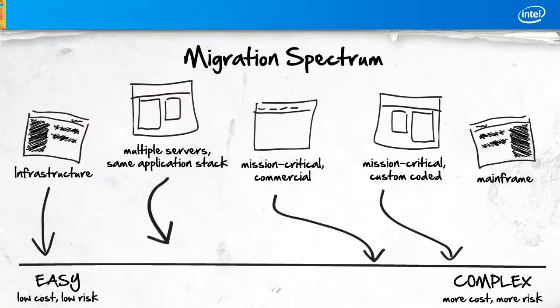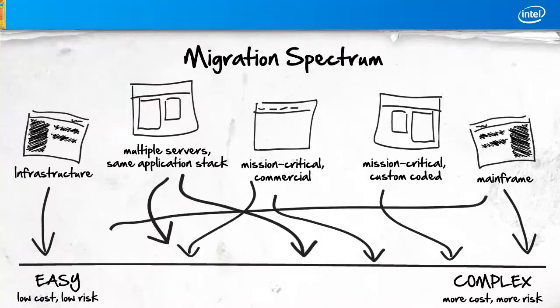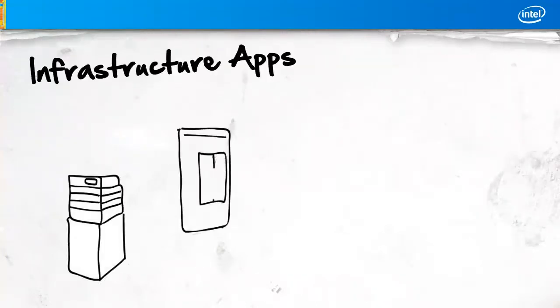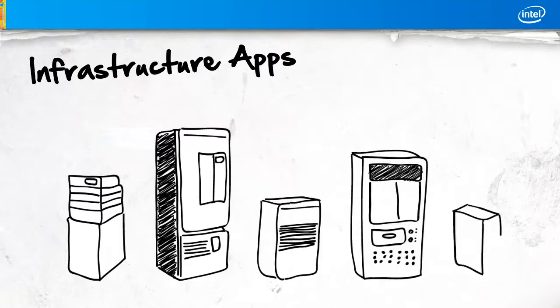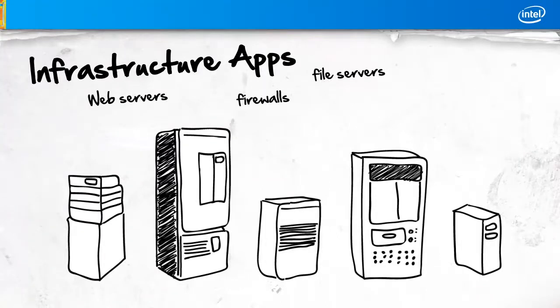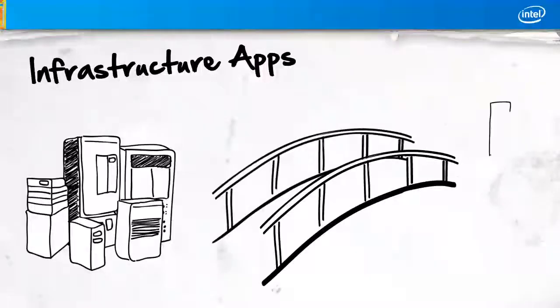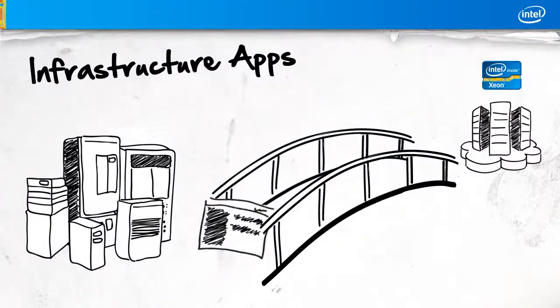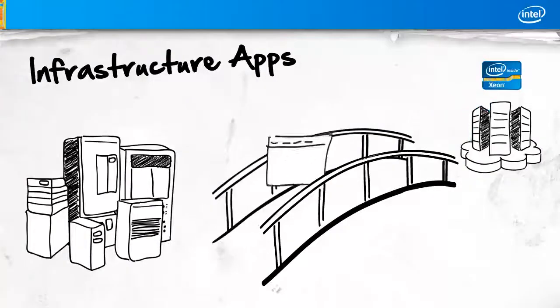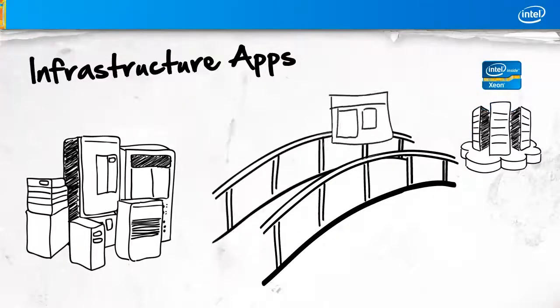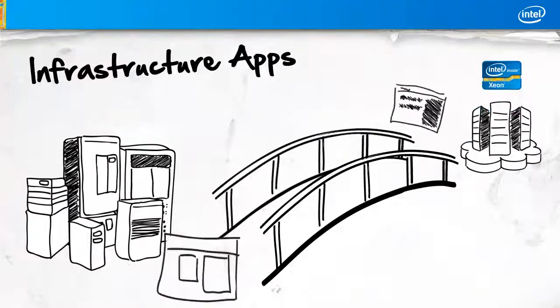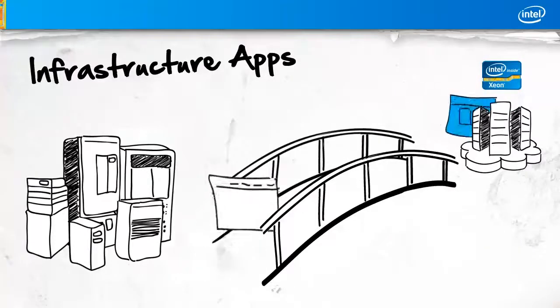There are several categories of environments across the migration spectrum, and any given application may be a hybrid of multiple categories. Infrastructure apps are the simplest environment to migrate. These include things like web servers, firewalls, and file, print, and backup services. These migrations can be straightforward because you'll often be able to deploy the identical application you currently use on Intel architecture. These apps are also less risky because they are often replicated across multiple servers and can be replaced one at a time.